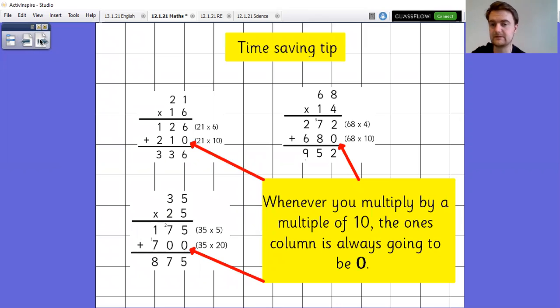There's a bit of a top tip here. Whenever you multiply by a multiple of 10, the ones column is always going to be 0. In our example, 21 times 10, 1 times 10 is 10. If I've got 35 times 25, 5 times 2 tens is 100, so that will always be a 0 as well. 8 times 10 is 80, so that will always be a 0. So I always need to put a 0 in the ones column on my second row when I'm multiplying by a multiple of 10.